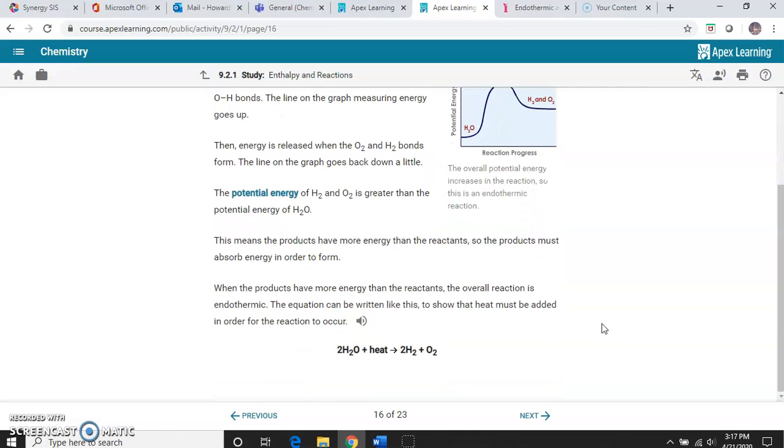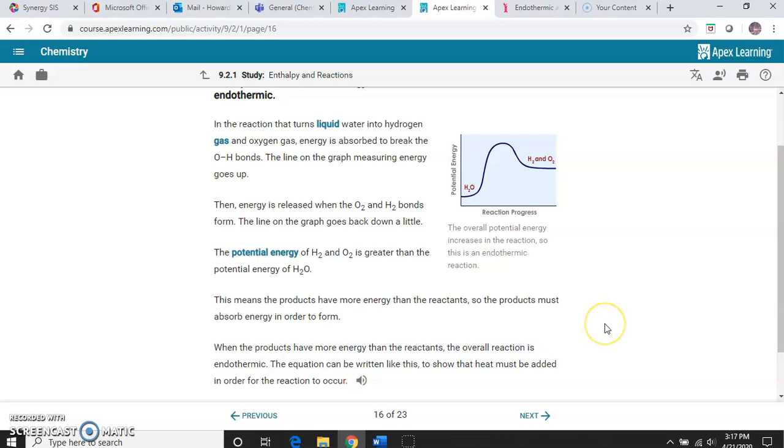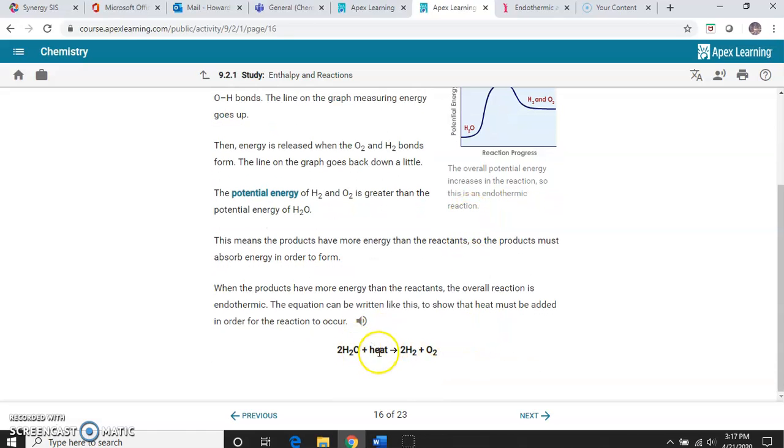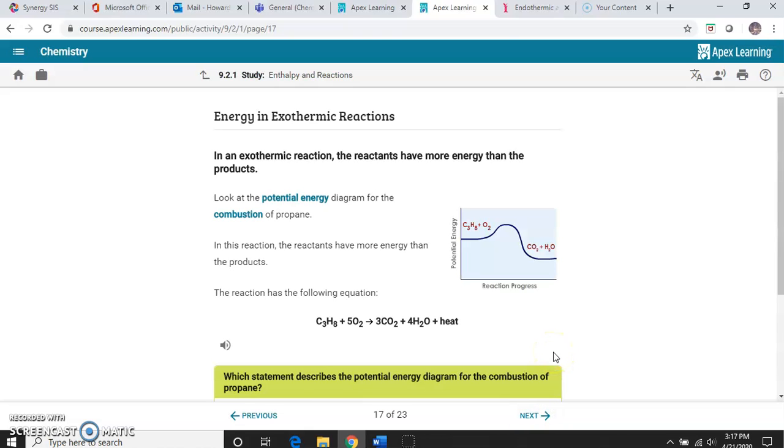So then we look at this one. We are now looking at liquid water turning into hydrogen gas and oxygen gas, so the breaking apart of H2O, and it's breaking down to H2 and O2. And with that, we have the higher potential energy at the end than what you start with. That means the products have more energy than the reactants. So the products must absorb this energy, take in energy. So what we know is that you must take that heat in, and you have more heat at the end. A little bit easier to see the comparison.